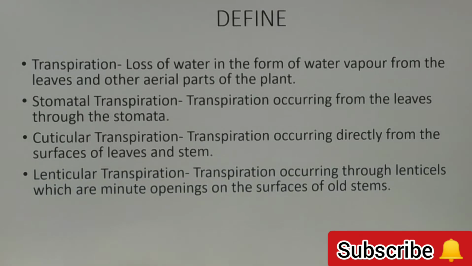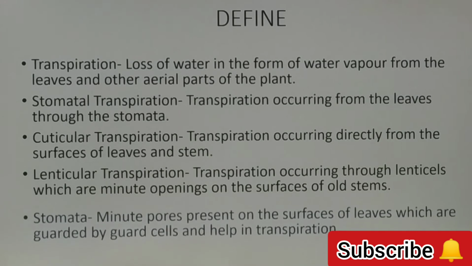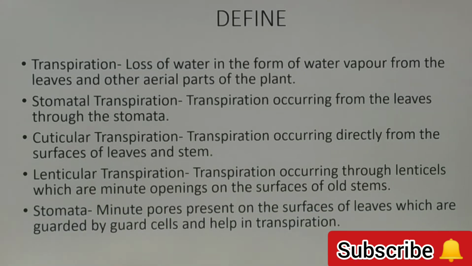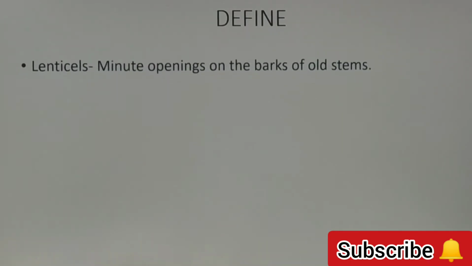Lenticular transpiration: transpiration occurring through lenticels, which are minute openings on the surfaces of old stems. Stomata: minute pores present on the surfaces of leaves, which are guarded by guard cells and help in transpiration. Lenticels are minute openings on the barks of old stems.